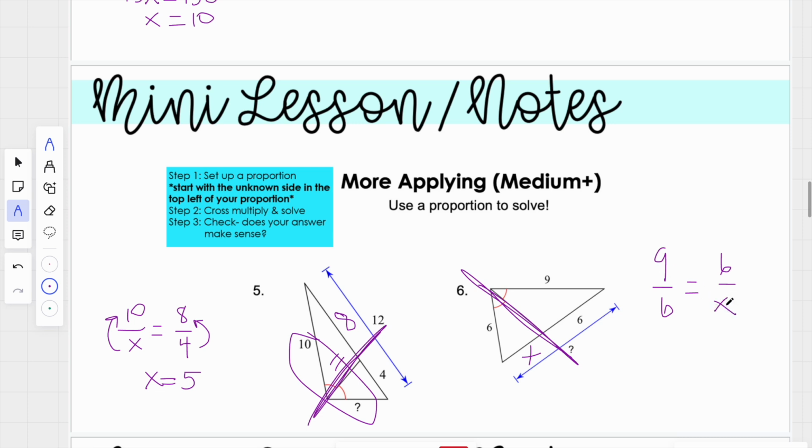All right, and then we would cross multiply. 9x is equal to 6 times 6, so 9x is equal to 36. And that means x would equal 4. Okay, now if x equals 4 and we're really interested in the entire length, that's going to be 4 plus 6, and so this whole length would end up being 10.